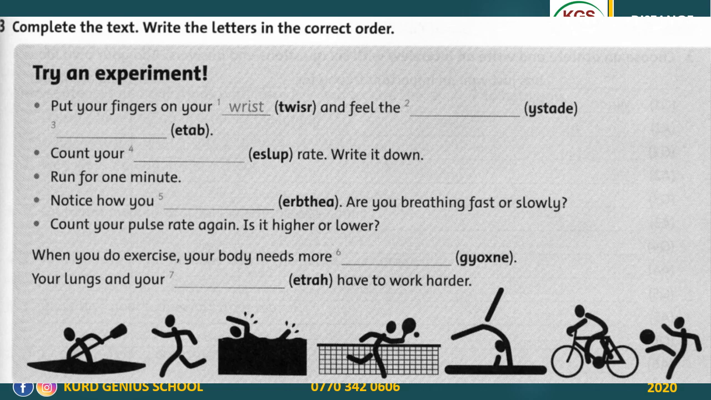Now I'll be reading the whole thing with the solutions. Put your fingers on your wrist and feel the steady beat. Steady beat. Count your pulse rate. Write it down. Run for 1 minute. Notice how you breathe. Are you breathing fast or slowly?